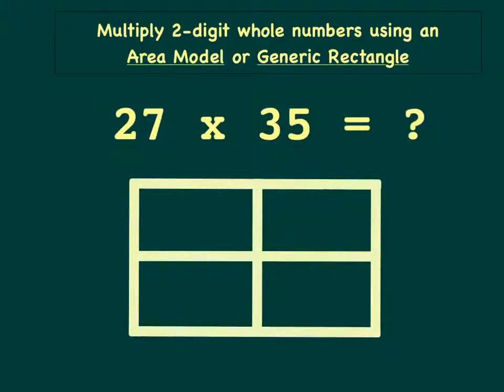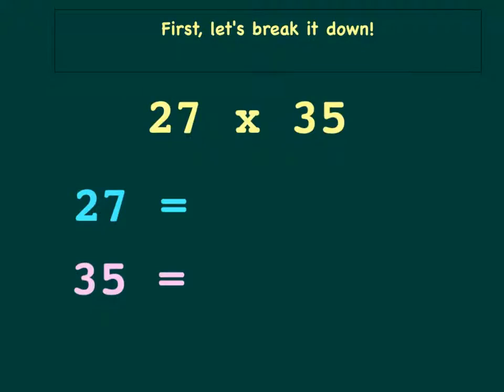In this lesson, you will learn how to multiply two-digit whole numbers using an area model or generic rectangle. It is important to remember that in multiplication, we are not just multiplying these two numbers, we are multiplying all parts of this number by all parts of this number. So in order to do that, we're going to break them down by place value.